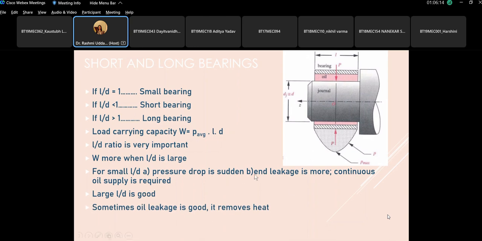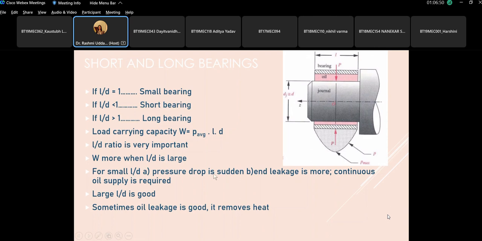with larger L by D, oil leakage is less, and if oil leakage is less, then heat is not dissipated. Continuously, if the oil is leaking and you are supplying fresh oil, this also takes the heat away. So heat dissipation is better when L by D is small, but then it calls for a lot of oil leakage. Depending upon your governing parameter, if the amount of heat generated is large and you want the heat to be effectively dissipated, you should go with small L by D.